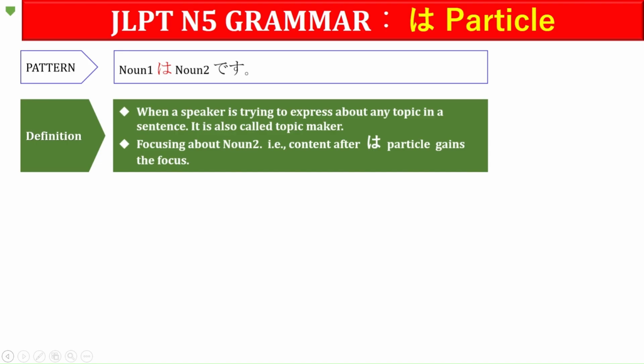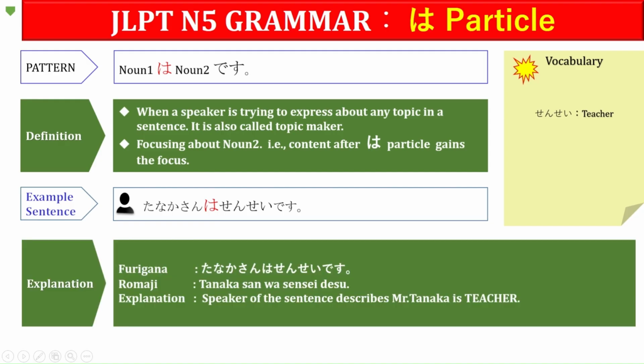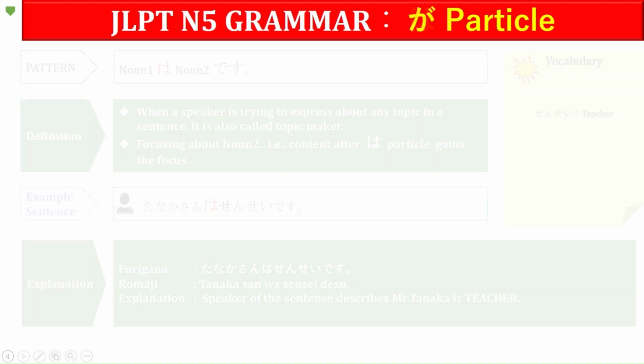Noun 1 wa, noun 2 desu means the focus is more on noun 2, that is, the word after the wa particle gains the focus. Let's see one example sentence. Tanaka-san wa sensei desu. Look into the vocabulary. Sensei means teacher. As part of the explanation, the speaker of the sentence describes Mr. Tanaka as a teacher. Again, since we are using the particle wa, the focus is more on the topic, that is, what Mr. Tanaka is, is the point to be noted.